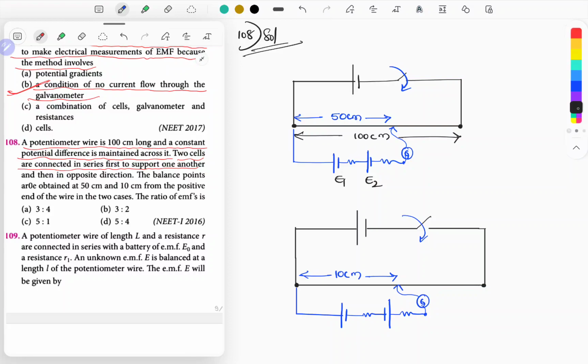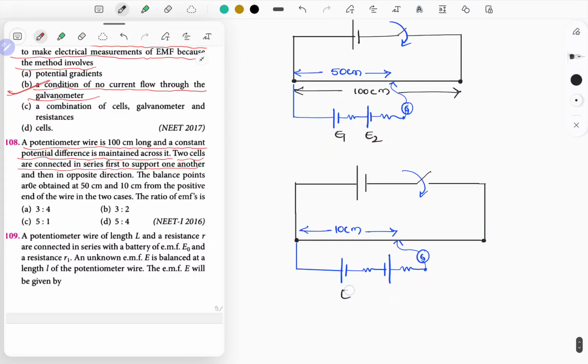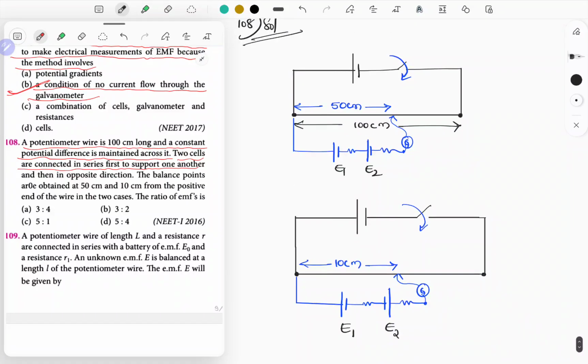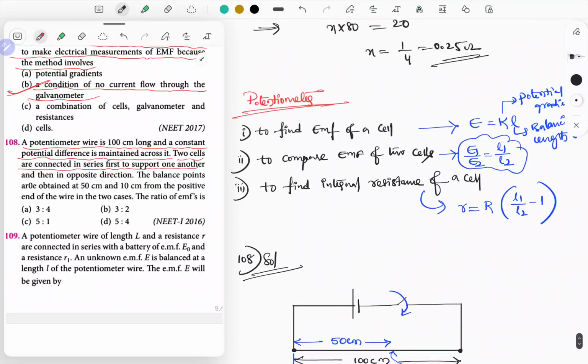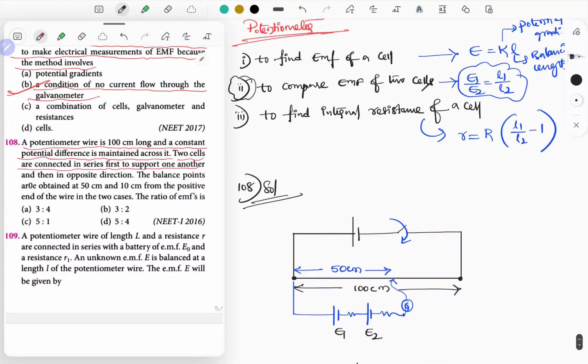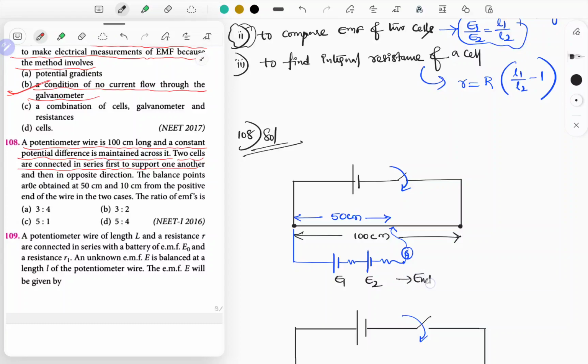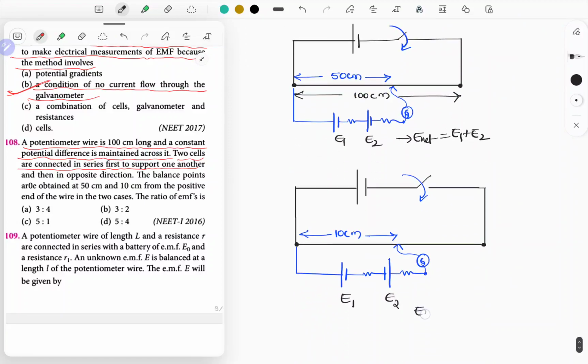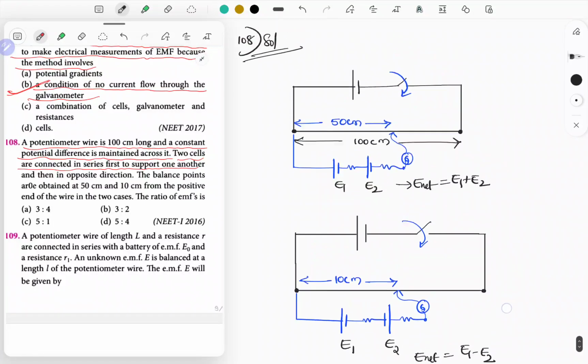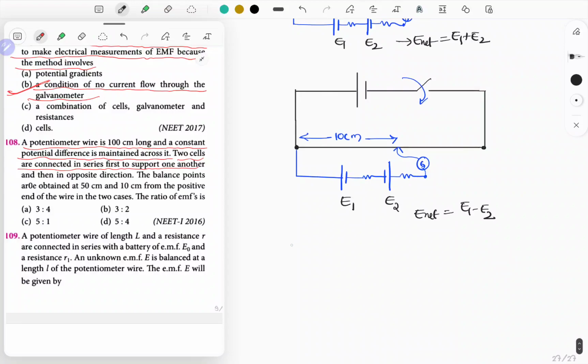Just observe the diagram. Two cells are connected first in series aiding, next in series opposing, and they have given their balancing lengths also. We know the procedure, it's based on the second point. To compare the EMF of two cells, E1 by E2 is equal to the ratio of balancing lengths, that is L1 by L2. Here, what is E net? E net is equal to E1 plus E2 because the cells are in series aiding, and here E net is equal to E1 minus E2 because the cells are in series opposing. The balancing lengths are 50 and 10 centimeters.